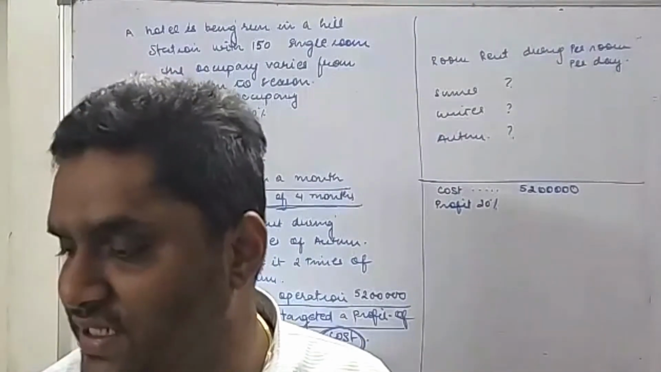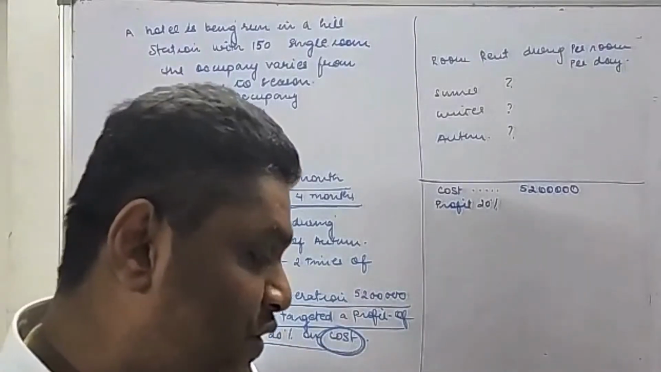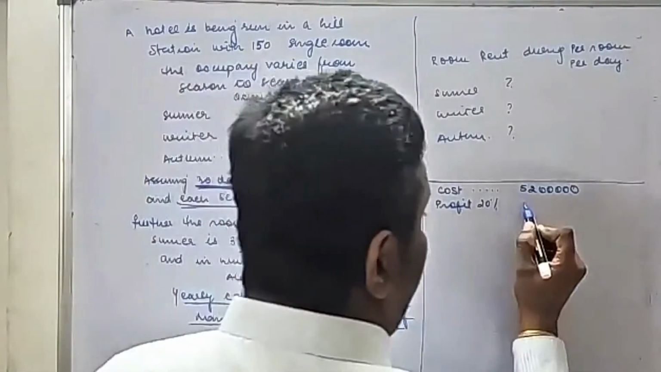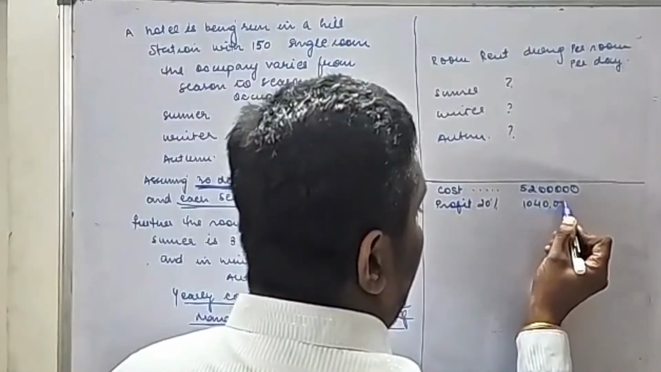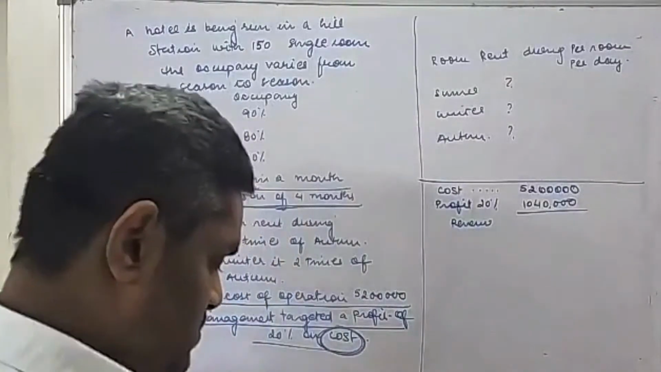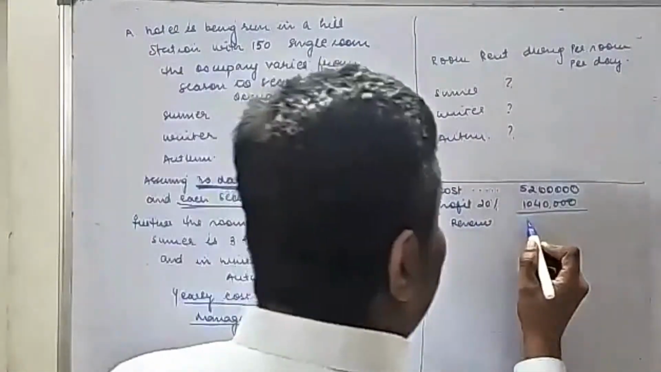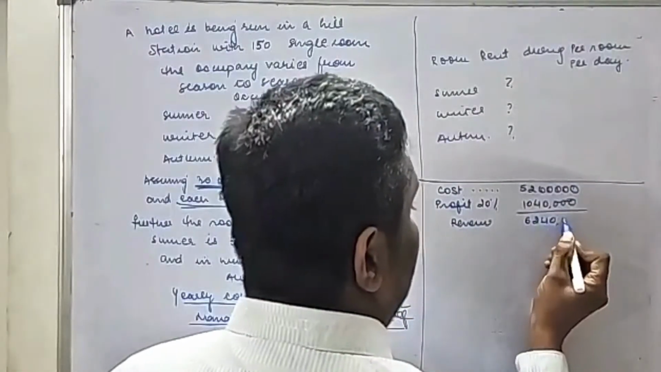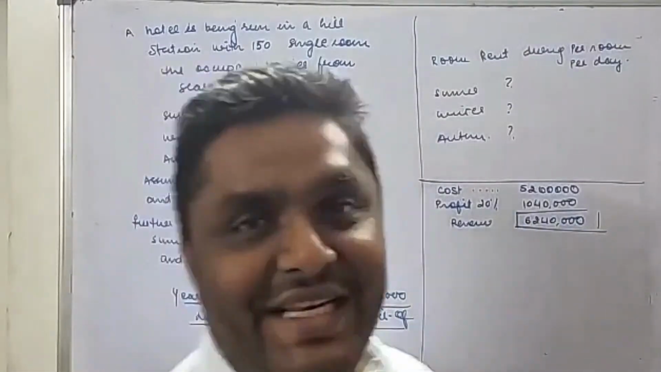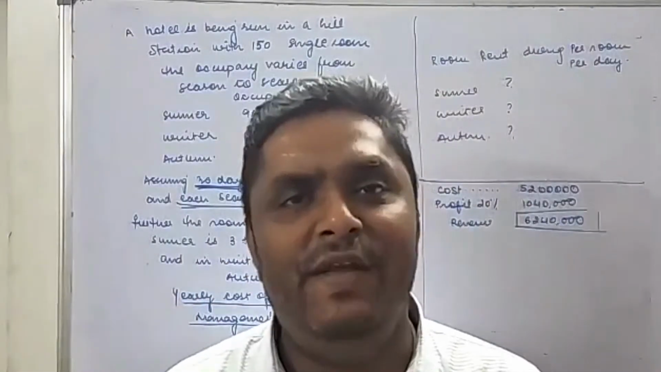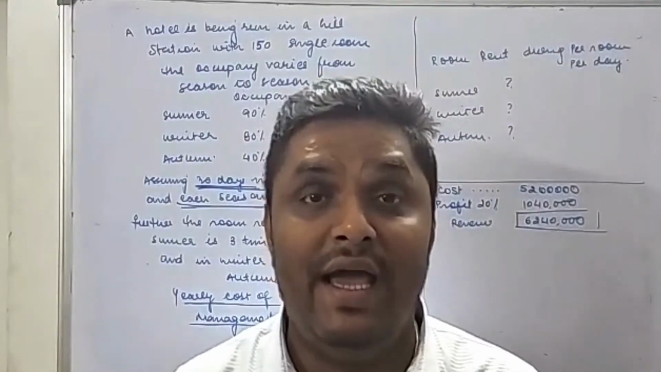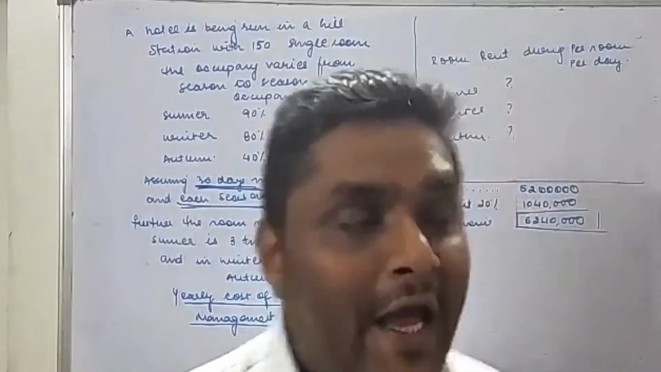Those who are posting 65 lakh, this calculation is just for you guys. 10 lakh 40,000. So my revenue will be how much? 62 lakh 40,000. As I said, guys, read the question carefully. Again, everyone is rushing for the solution. I have to post the answer. Guys, again, very important.